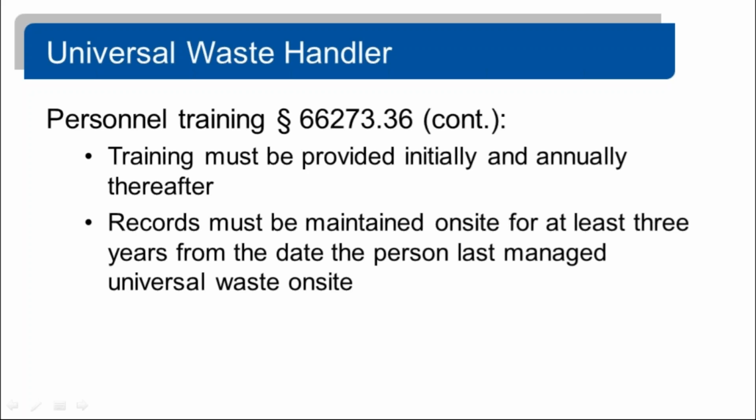Records must be maintained on site for 3 years from the date the person has last managed the waste. So if they quit or if they get a new job, you need to maintain the training records for each person managing universal waste for 3 years. Common theme, 3 years for our records.